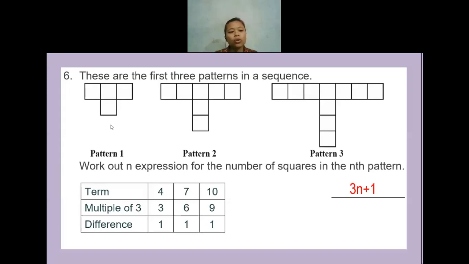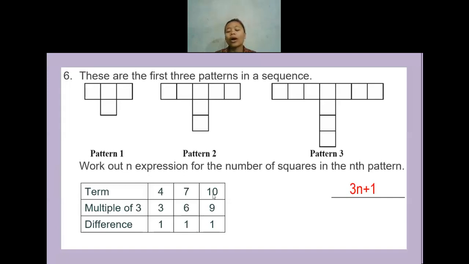So the first thing you have to do is count how many squares there are in each pattern. At the first pattern, there are 4 squares, so I write 4 for the first term. At the second pattern, there are 7 boxes, so it will be 7 for the second term. And then at pattern 3, there are 10 boxes, so for term 3 there will be 10.